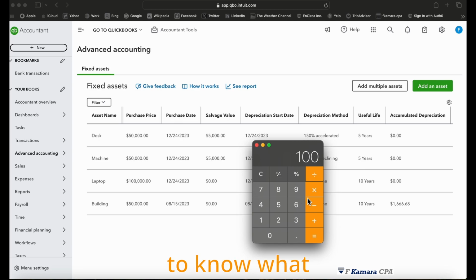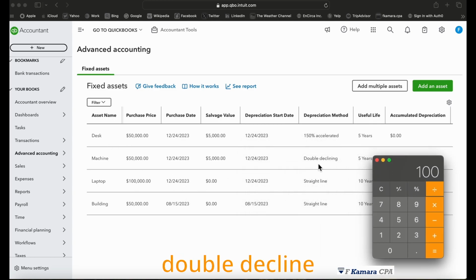So if we want to know what percentage we will apply on the cost, let's say in this case, they say the double declining method, right? So the number of years is 5. We say 100, which is always the benchmark. We say 100 divided by the number of years, 5 in this case. Then we double this amount. This is where we use the double.